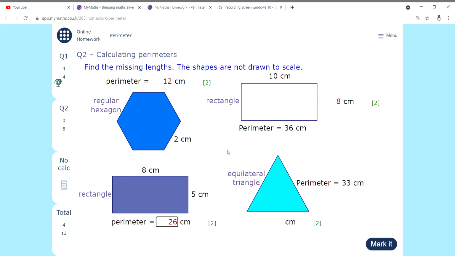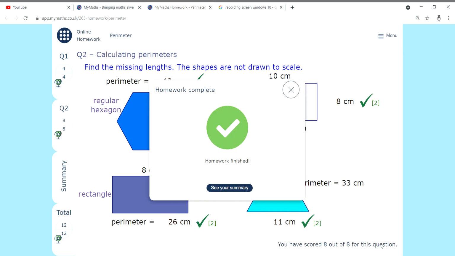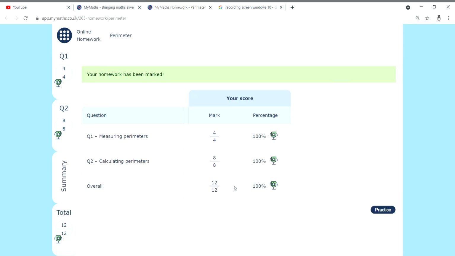An equilateral triangle means all these sides are exactly the same, so I've got 3 sides that are all the same, and they've got to add up to 33. So if I do 33 divided by 3, and I can use the calculator again, I'll realise that this has got to be 11, 11, and another 11 to get to 33. So that one's going to be 11. Press mark it. Hopefully they're alright. Yep, and see the summary, and then we're good to go with the video because we got it all right.